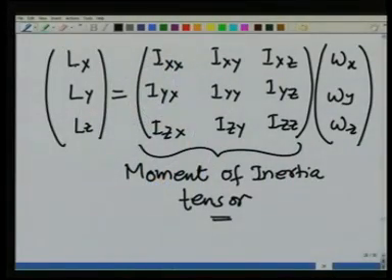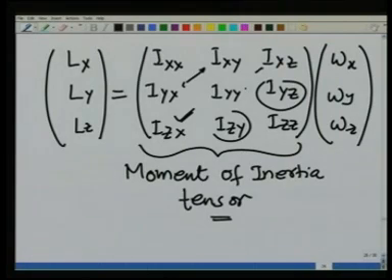To calculate L x, L y and L z, we need these 9 components, well really 6 components, because these components are equal. I z x is equal to I x z and I z y is equal to I y z. We take these 6 components, multiply them by omega x, omega y and omega z, and calculate the angular momentum.